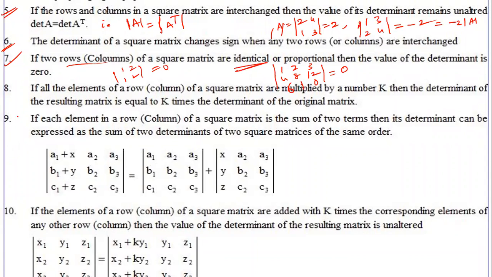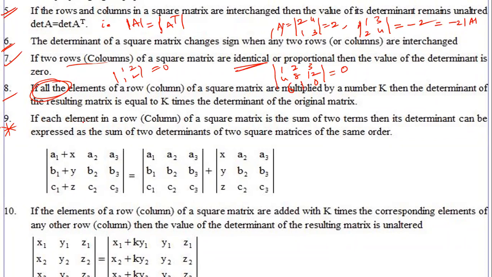Next property, dear students, see property number 8. If all the elements of a row or column of a square matrix are multiplied by the same number k, then the determinant of the resultant matrix is k times the determinant of the original matrix. Note the word all, not a single row. Now the determinant is different, the matrix is different.